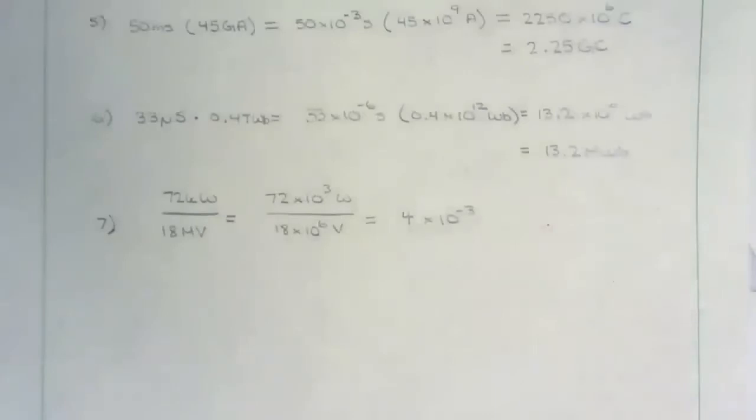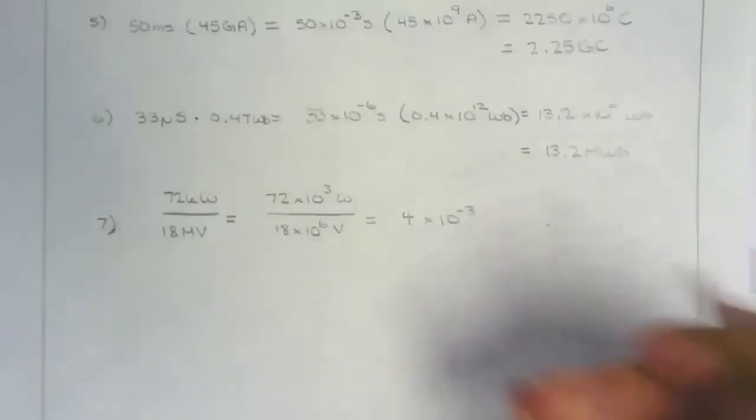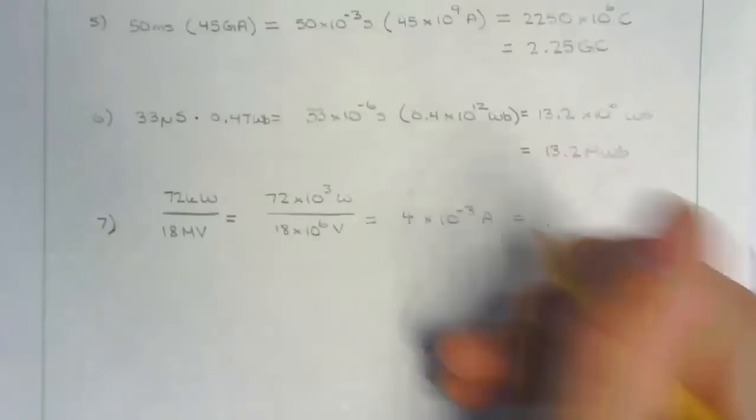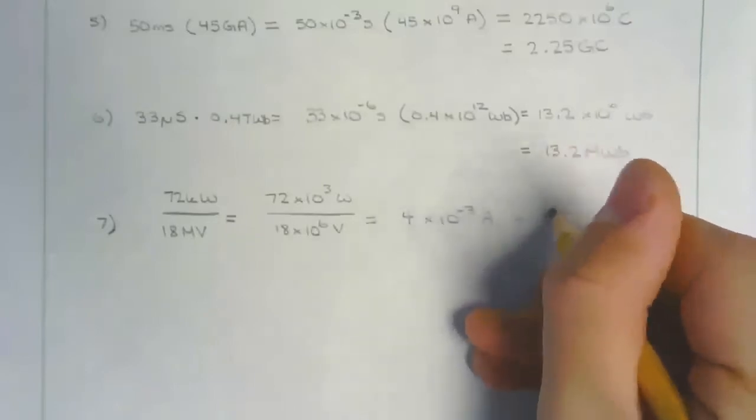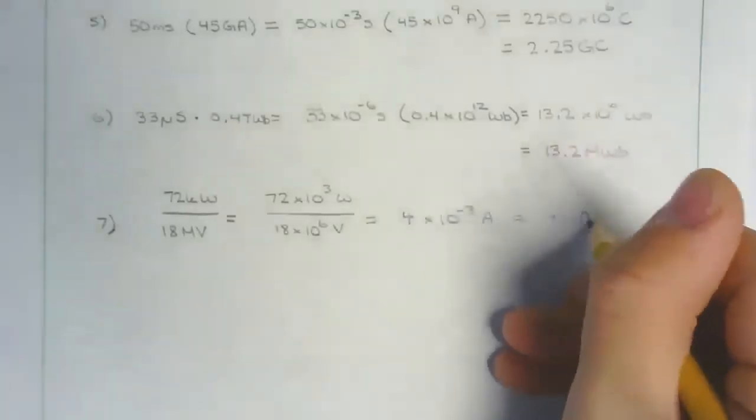Watts over volts. Think for a second. What does watts over volts give us? It's going to give us amps. So we have 4 times 10 to the negative 3 amps. It's going to give us 4 milliamps.